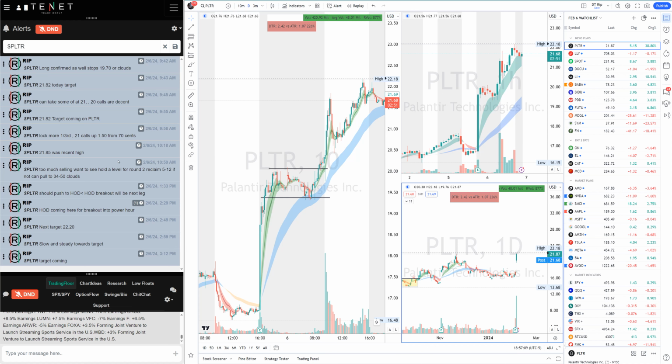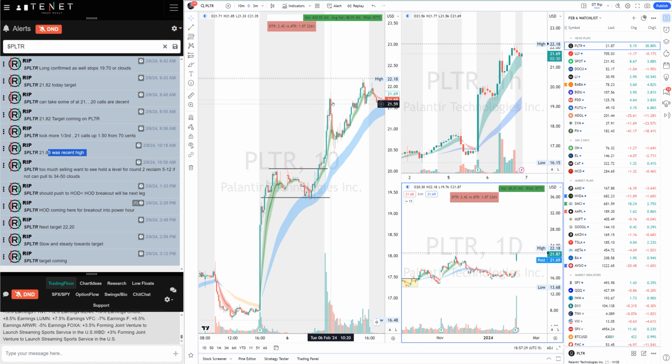And we started to push. Our 21 calls started to push. They went from 40, 50, 60, 70 cents to $1.50. That's a 100% trade within the first half an hour. And we hit our first target, 21.85. So what happens after we hit our target? We take our profit and look at the pullback, right?